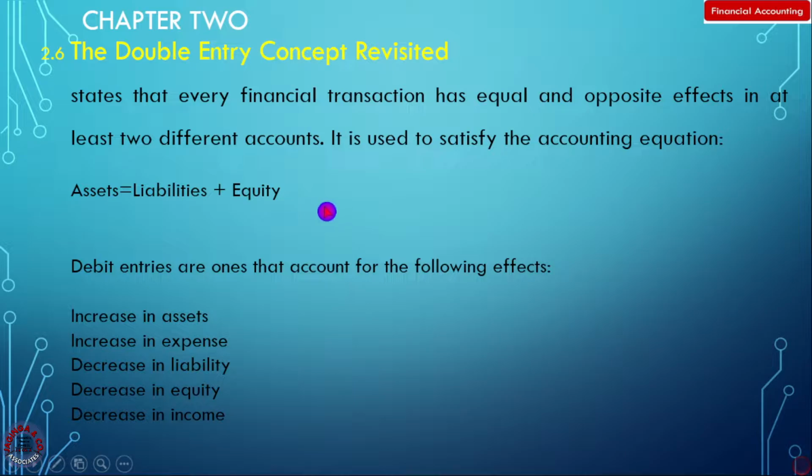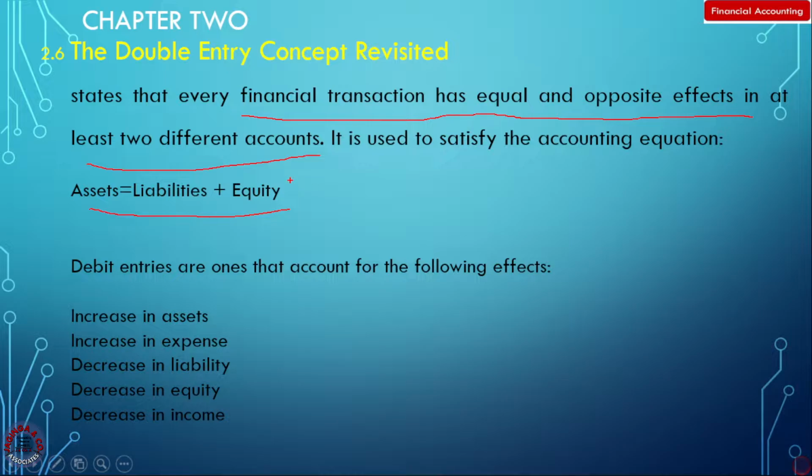Now let's talk about the double entry concept. We had talked about it earlier, but we are revisiting the concept. The concept states that every financial transaction has equal and opposite effects in at least two different accounts. It is used to satisfy the accounting equation, assets is equal to liabilities plus capital. So every transaction has to affect at least two accounts in the opposite direction.